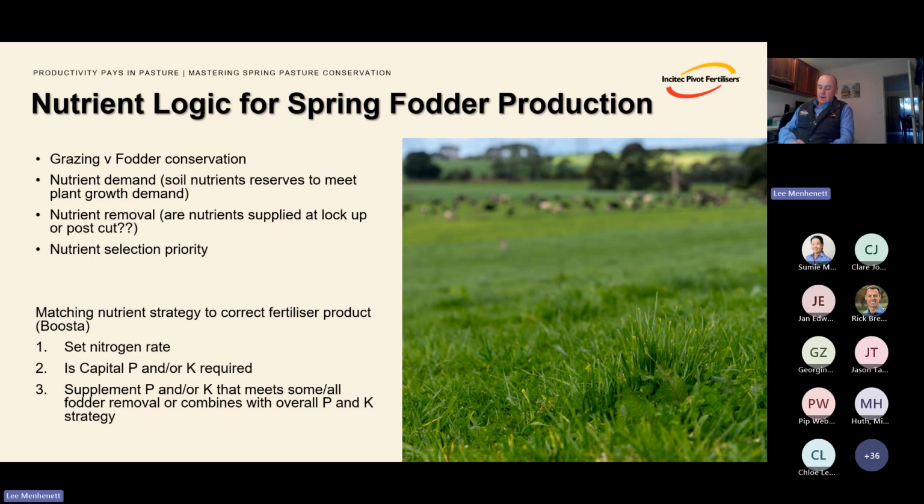And so when we talk about matching those nutrients and getting that strategy of nutrient resupply underway, particularly when we're talking about a multi-nutrient requirement, number one, we want to set the nitrogen rate. That's the thing that we will always try to get as the primary driver of product selection. The second thing is, do we need capital P or K in the system? If we do, that's the next consideration in selecting a product. And the third consideration is the supplementation of P and K, and is that going to meet some or all of your fodder reserves in the system? So they're the three points, in order, that we would use to make our decisions around what product we would use.